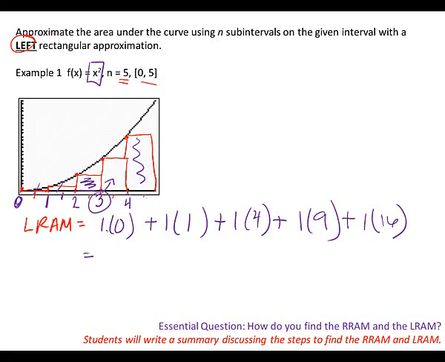Alright, so let's see if we multiply that out. I see this one's going to go away, and then I got 1 plus 4 plus 9 plus 16, and what is my LRAM? 30 is the approximation for the area under that curve. You can just write LRAM equals 30. Okay? As long as you got the equals lined up, you're fine. Alright, pretty easy, right? Let's try it again.